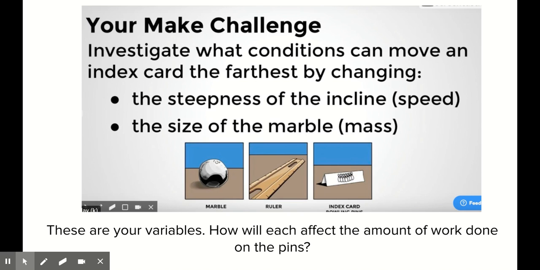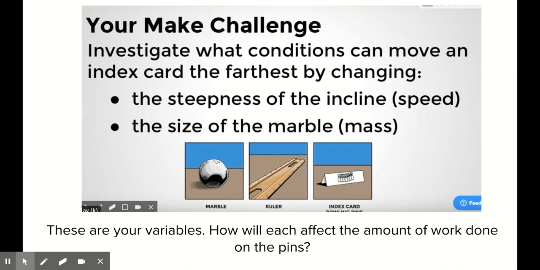So these are going to be your variables. In each part of the lab, you might be testing a different variable. For instance, you might be testing just different sized marbles for mass. In another part of the lab, you might be testing different inclines of the ruler, which is the ramp. And finally, you may choose to change two things at the same time. So a heavier marble with a much steeper incline.